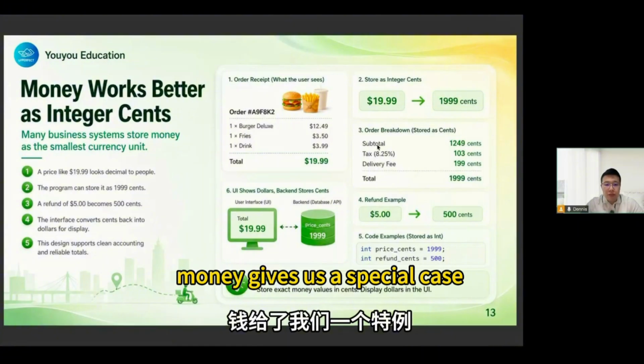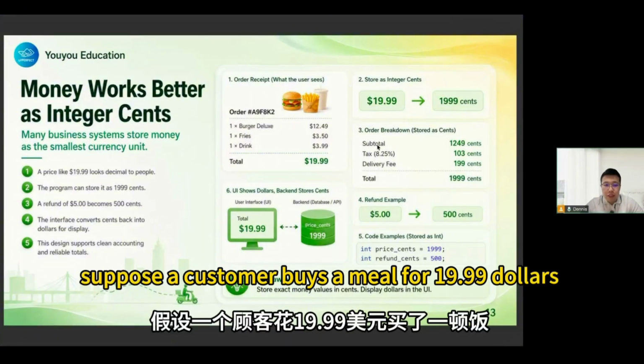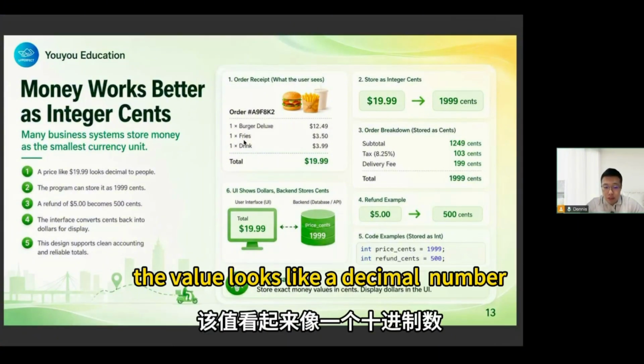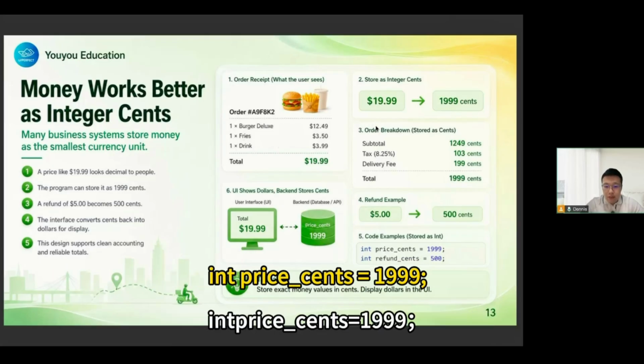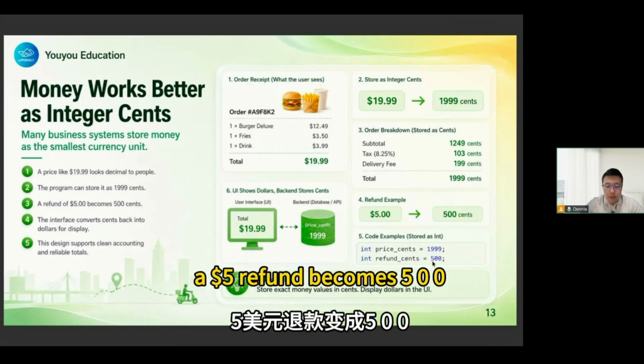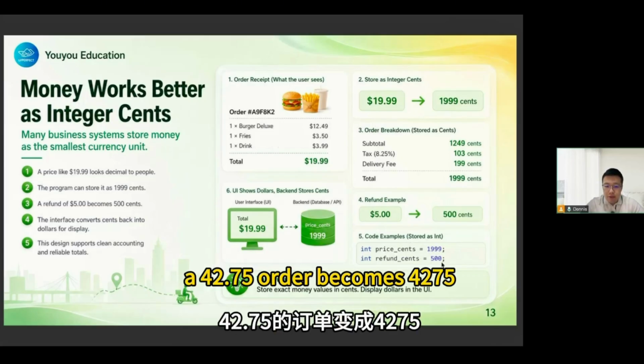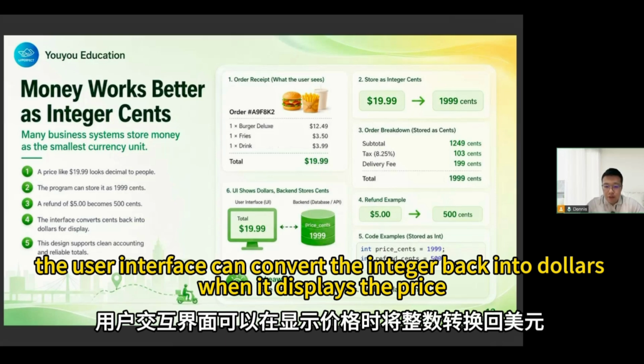Money gives us a special case. Suppose a customer buys a meal for $19.99. The value looks like a decimal number. A financial system can represent it more safely as cents. int price_cents = 1999;. A $5 refund becomes 500. A $42.75 order becomes 4275. The user interface can convert the integer back into dollars when it displays the price.